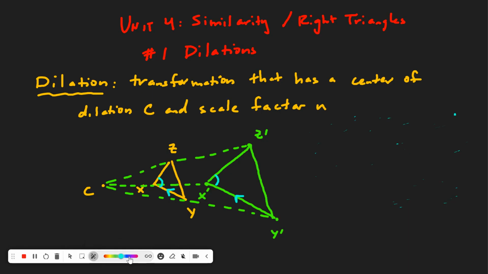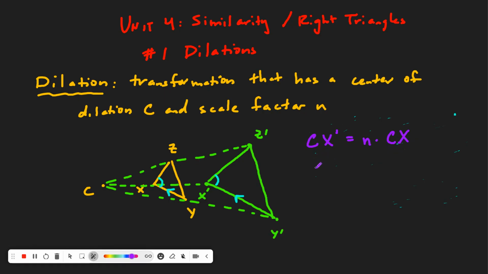So now let's talk about the scale factor n. When it comes to the scale factor, if I want to find the distance between my center of dilation and the image x prime, I would take the scale factor n and multiply it by the original distance from my center of dilation and the preimage x. This is true for any vertex and the center of dilation.